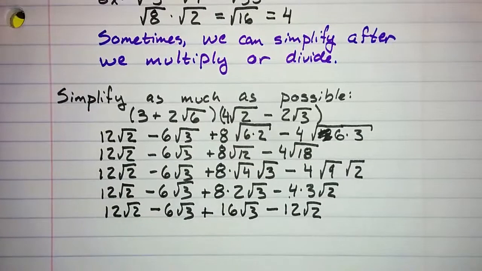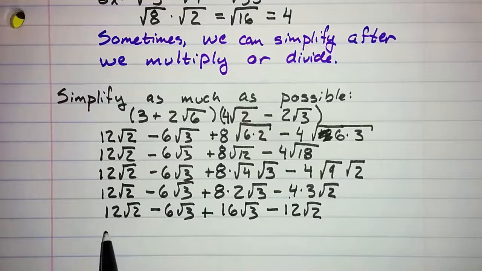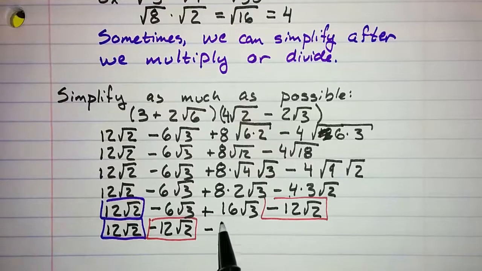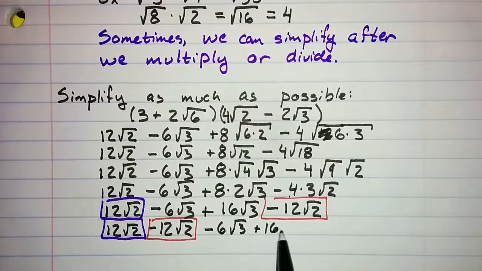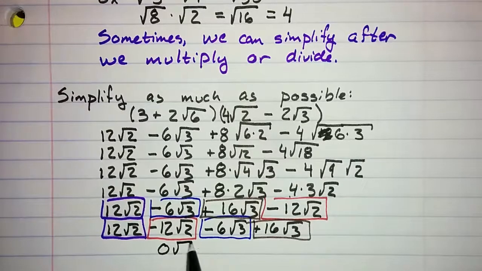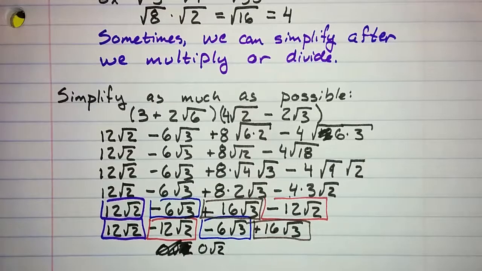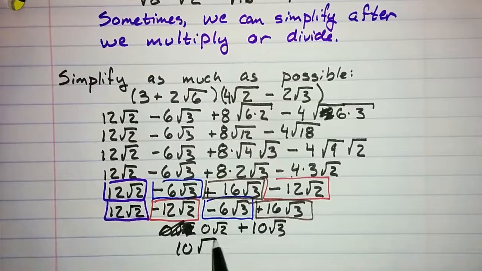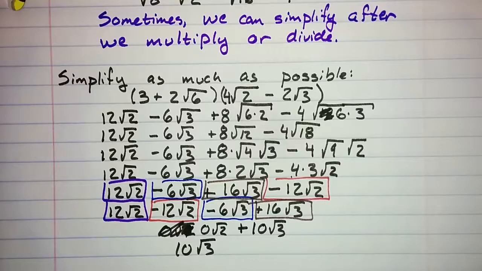And now we're going to combine the like radicals. I'm going to write the like radicals next to each other so it's easy to see. 12 root 2 minus 12 root 2 minus 6 root 3 plus 16 root 3. So I have 12 root 2 minus 12 root 2. That'll be 0 root 2. Minus 6 root 3 plus 16 root 3. That'll be 10 root 3. Of course, 0 root 2 is just 0. So I'm just left with 10 root 3. That simplified a lot. It typically won't work out this nicely.